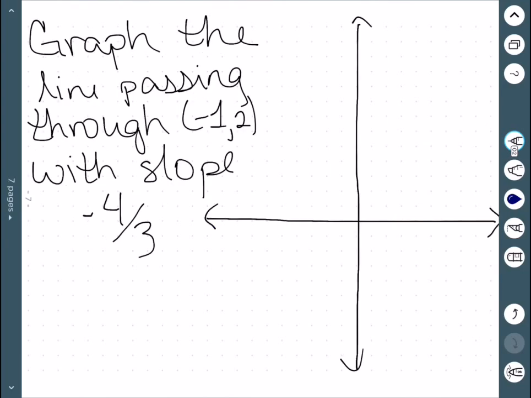For this one, I want to graph the line passing through -1, 2 with slope -4/3. We'll start by going left 1 and up 2 for my point -1, 2. And this time my slope is -4, so I should move -4 in the y direction, and then 3 in the x direction. And that gives me my second point. And then we can draw the line passing through these. So we have our line.